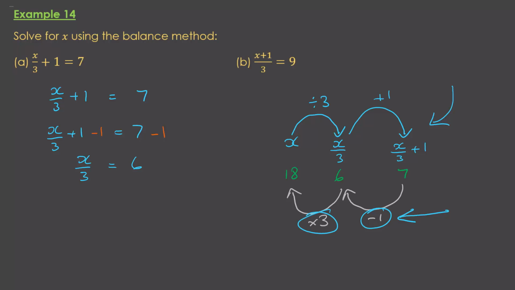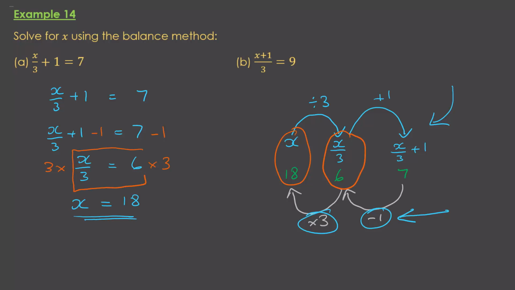The next thing to do is multiply by 3. So I'm going to do 3 times this side and 3 times this side. I know that that's an inverse operation, so I just get left with x. And over here, I get 18, the same solution we got on the flowchart. Look at the intermediate step as well. X over 3 is 6, and that's what we got just here during our solution. So the flowchart and the balance method follow each other very nicely.